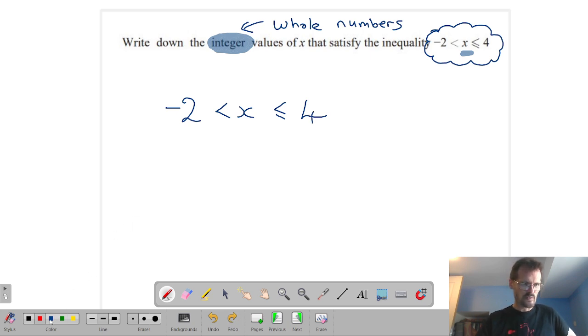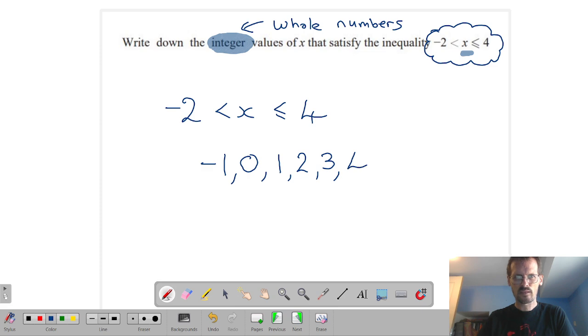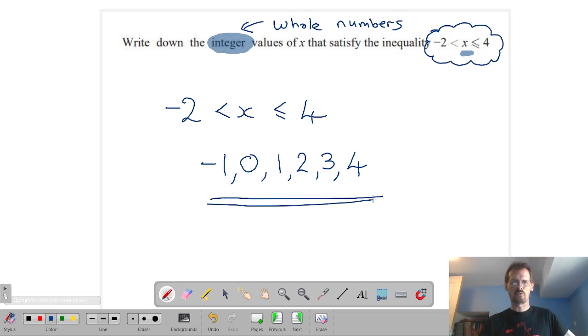So I'm going to write down a list of whole numbers that this could work for. Now it can't be equal to minus 2 because it has to be satisfying this inequality symbol. There's no equals bit on there. So the smallest it can be is minus 1. It can also be 0. It can also be 1. It could be 2. It could be 3. And because of that equal bit on this symbol, can be equal to 4. There we are. So we're literally just writing down a list of values, whole numbers, which make that inequality work.